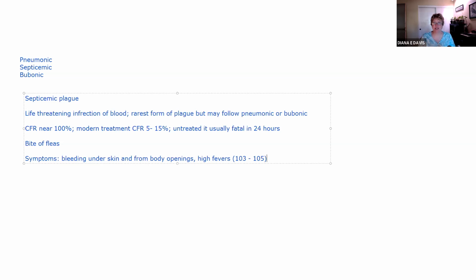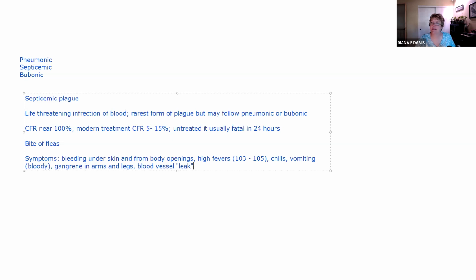At this point, in adults, that can cause brain damage. Children can survive higher temperatures than adults can, but in adults, we're talking brain damage. Chills, vomiting, including bloody vomit. Gangrene in arms and legs. Blood vessels leak.